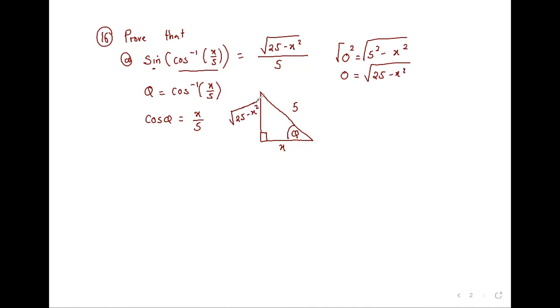So now we go back and say, this whole thing is theta, right? It means that we can now write sine theta equal to opposite, which is root 25 minus x squared over hypotenuse.